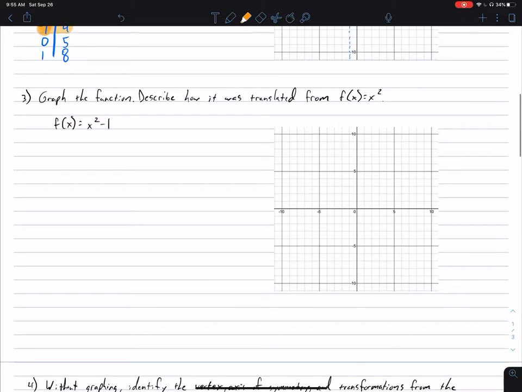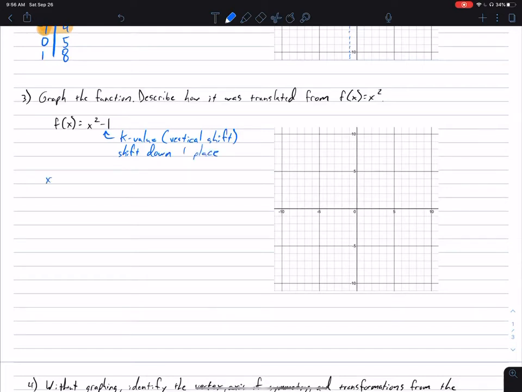We'll take a last look here at 3, and then we'll save 4 for the next video. Graph the function and describe how it is translated from f of x equals x squared. This one's really straightforward. This -1 is my k value, so that means a vertical shift. Since it's -1, the graph shifts down 1 place.